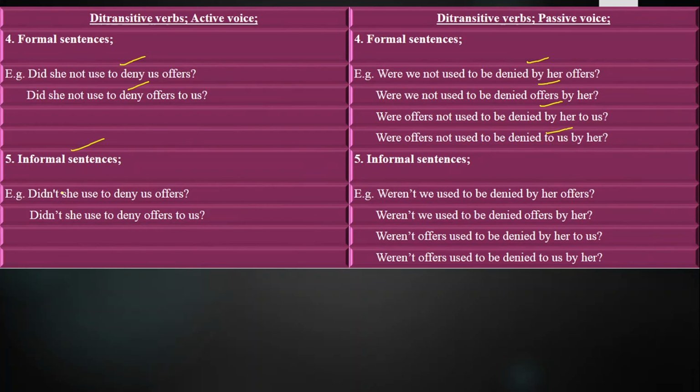Did not, short form is didn't. Didn't she used to deny us offers? Didn't she used to deny offers to us?